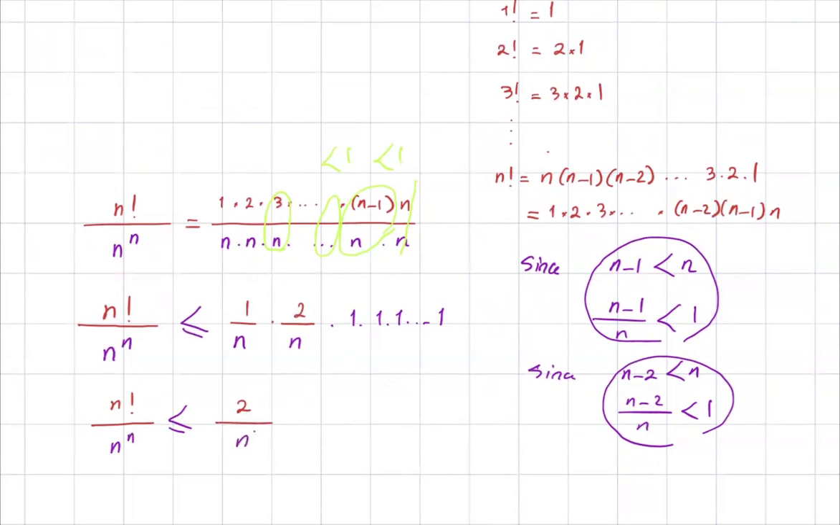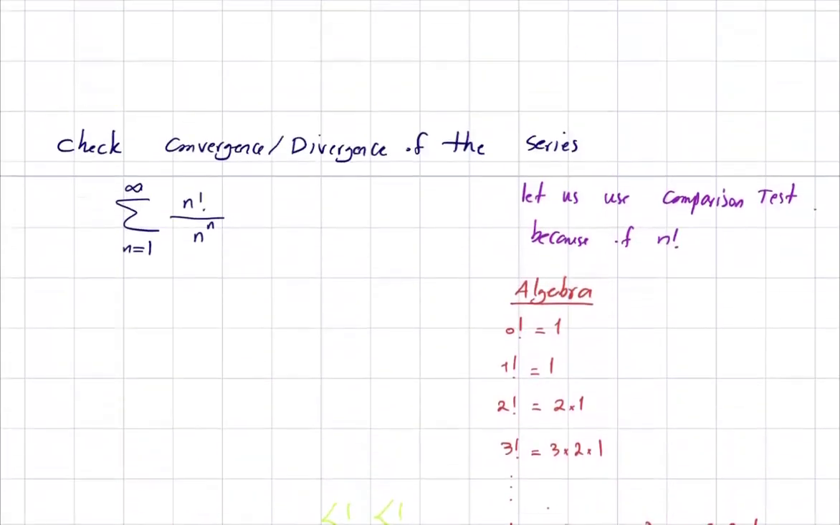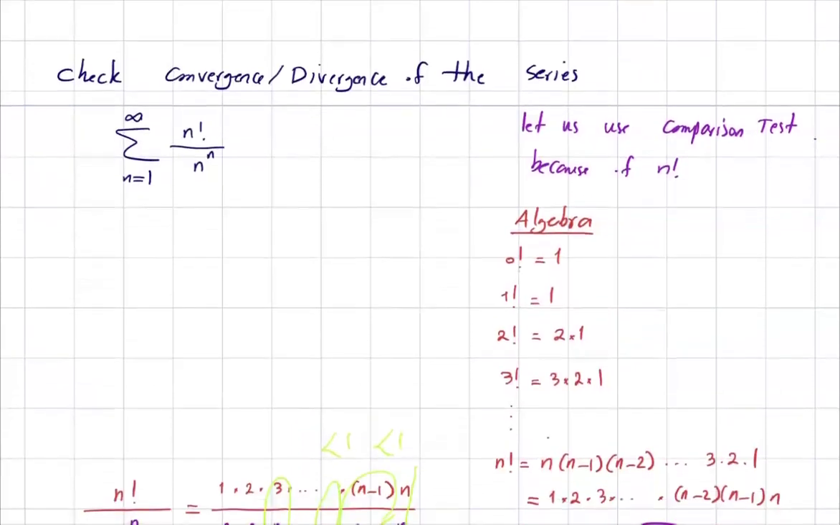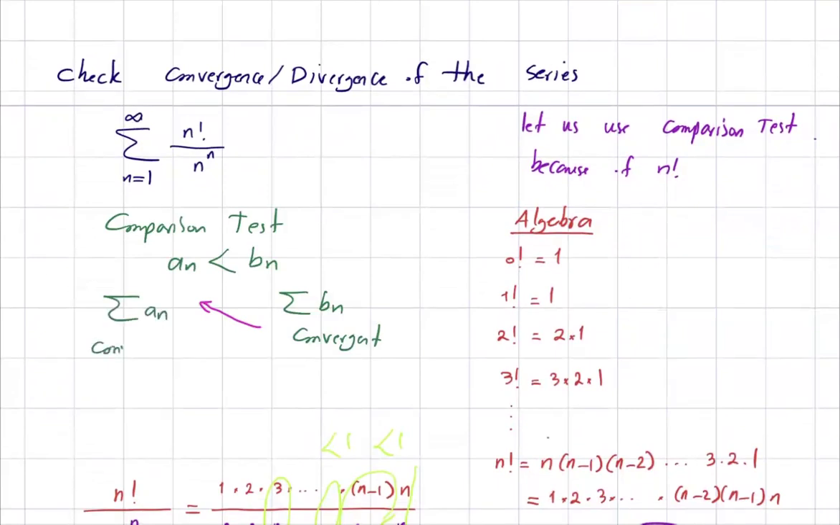Very good. So that's why we are using comparison test, because now you can compare n factorial divided by n to the n with 2 over n squared. In comparison test, remember that if a_n is less than b_n and the larger series is convergent, you can for sure conclude that the smaller series is convergent as well.